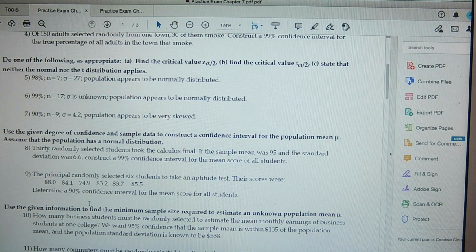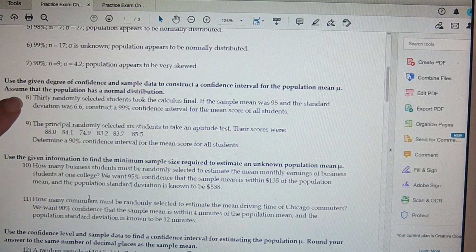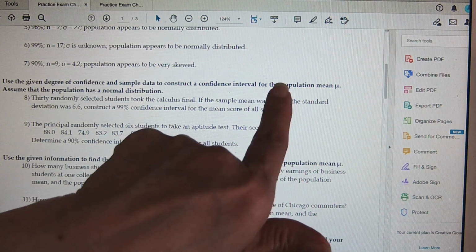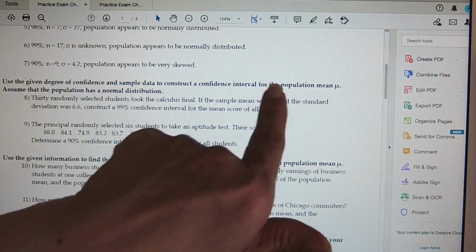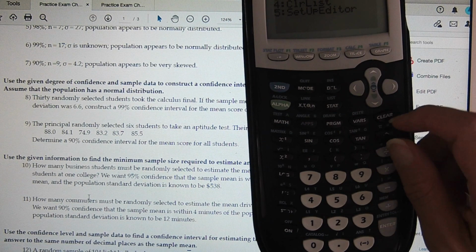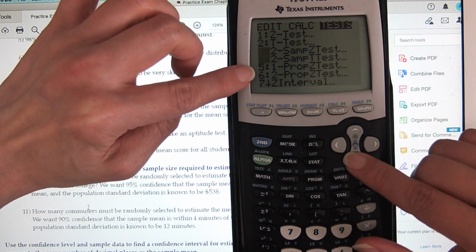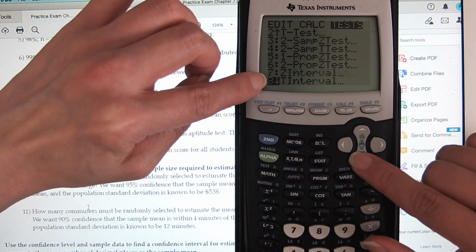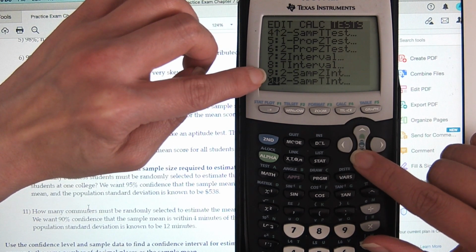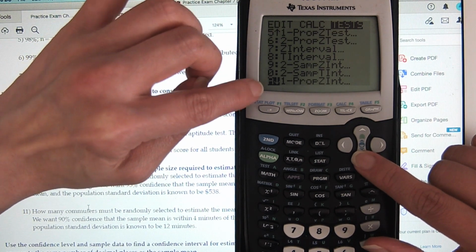Alright, let's move on. Okay, let's do number 8. What's it looking for? Number 8 is a confidence interval for the population mean. Okay, now I'm looking for the confidence interval for the population mean. Do you remember? Stats, test. Which one am I doing again? It's an interval. Is it Z interval, T interval, 7 or 8, or our choice A? So 7, 8, A. Which one should I use?